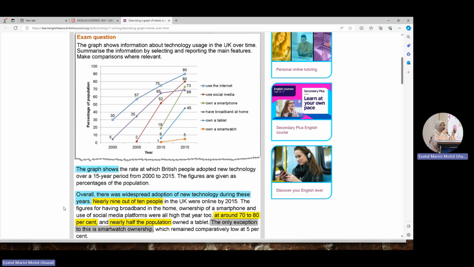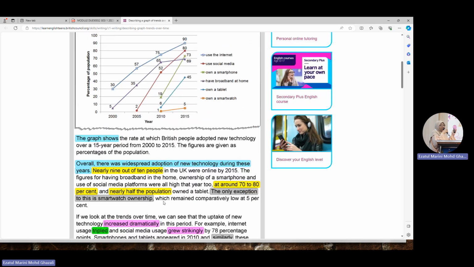All right. The figures for having broadband in the home, ownership of a smartphone, and use of social media platforms are all high that year too, at around 70 to 80%. We are talking about 2015. And nearly half the population owned a tablet. The only exception is smartwatch ownership, which remained comparatively low at 5%.